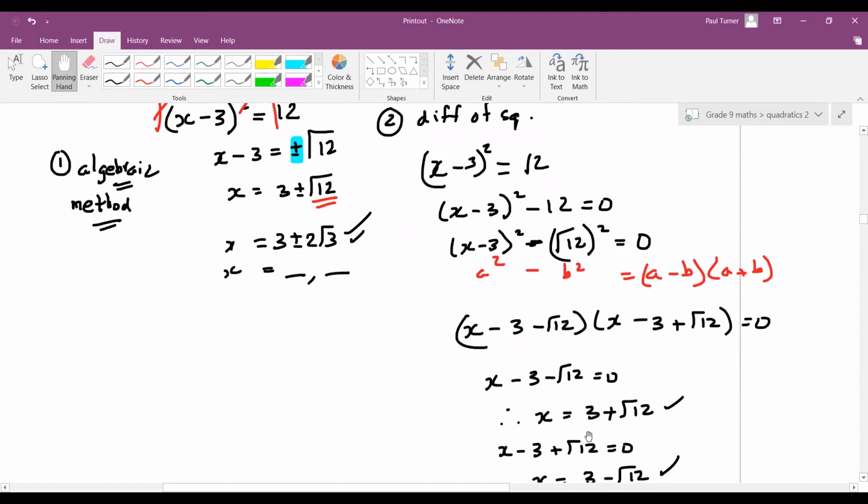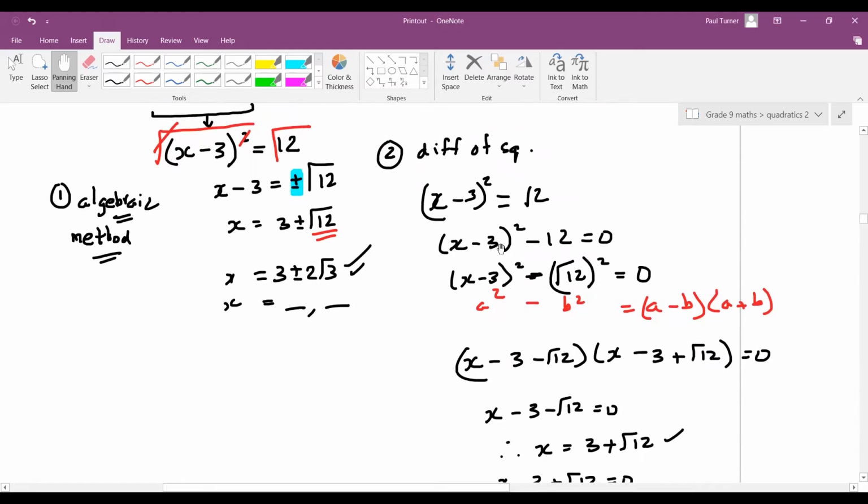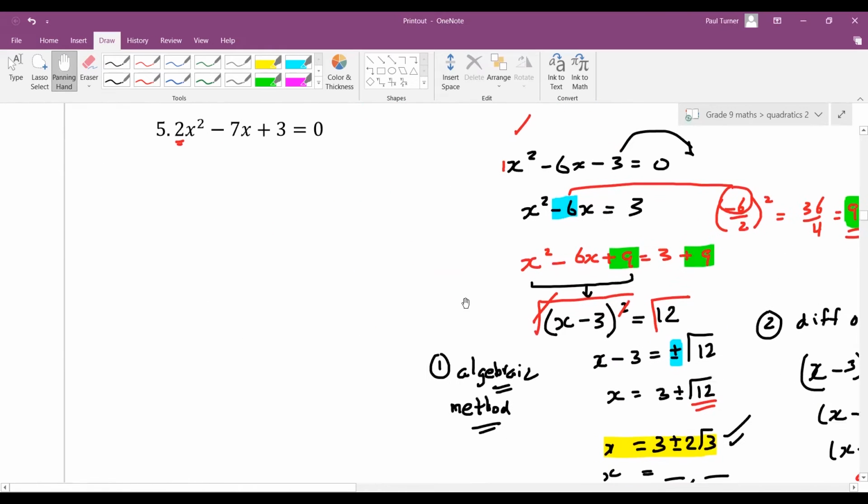Difference of squares, you can see, takes a lot more work. So I don't really recommend this method. We would use this method if we want the factors. And you can see the factors are down here. All right. But you can get the factors from here as well, just working backwards. Anyway, so that's a simpler example that we did last week.